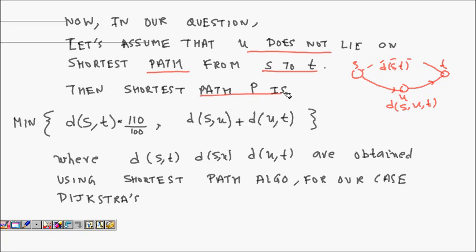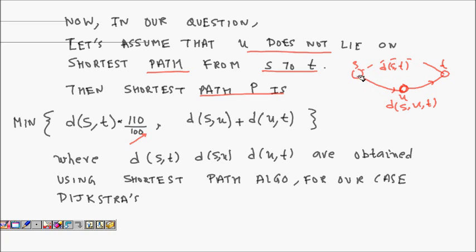So then the shortest path P is given by the minimum of d(S,T) times 110 by 100. This is just incrementing by 10%. So what will be the shortest path if I have U in between?